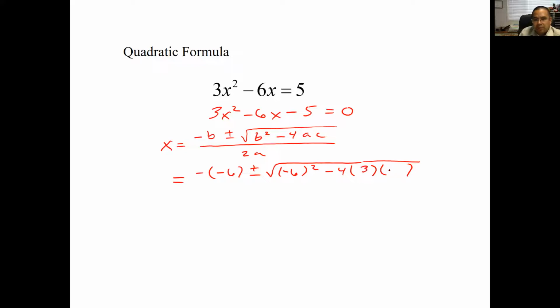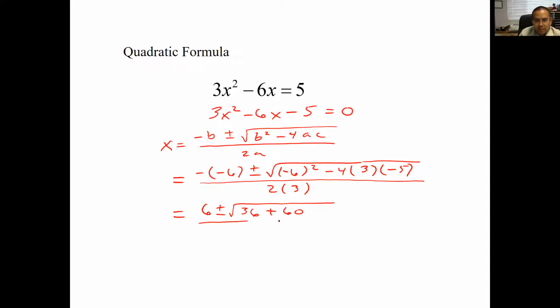Let's see. Check me, make sure I did that right. There's 6 squared, that's 36. Minus a minus is a plus. 5 times 4, 20, that's 60. 3 times 2 is 6. So then that gives 6 plus or minus the square root of 96.